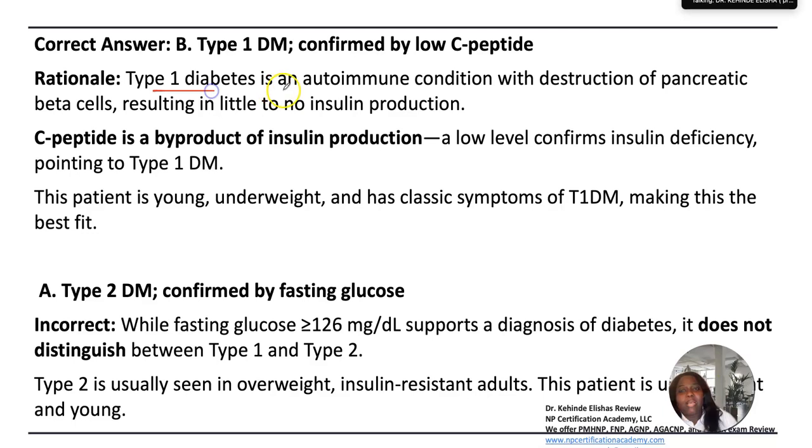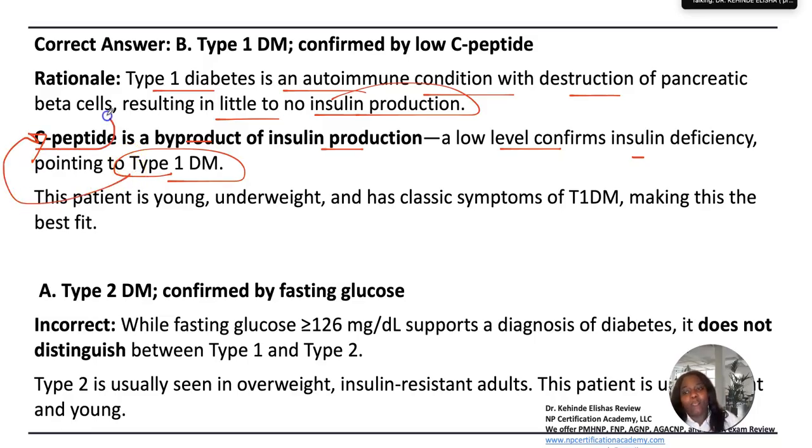Type 1 diabetes is an autoimmune condition with destruction of pancreatic beta cells, resulting in little to no insulin production. C-peptide is a byproduct of insulin production. A low level confirms insulin deficiency, pointing to type 1 diabetes. So your major clue is the C-peptide. Type 1, you want to rule out with C-peptide. The patient is young and underweight, which is a classic presentation of type 1 diabetes, making it the best fit.